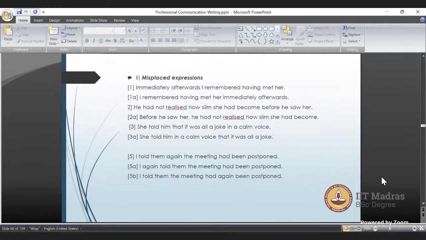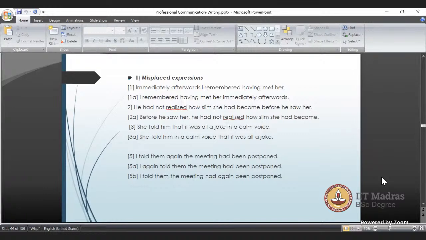Okay, the next one is misplaced expressions. Now, this is something that happens very often in writing, right? So look at the examples straight away and identify what they mean by misplaced expressions. The first one in each set is the misplaced expression, and the second one is the right way of writing them. So: Immediately afterwards, I remembered having met her. Okay, it's a misplaced expression. What should be the case is: I remembered having met her immediately afterwards.